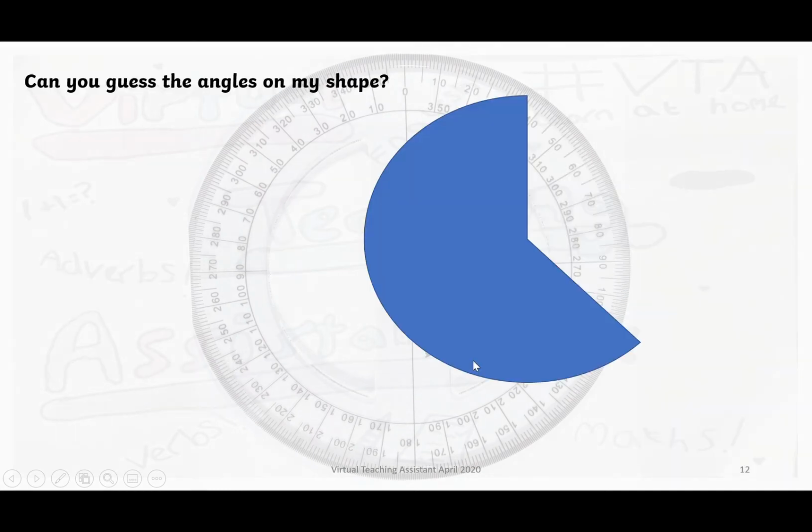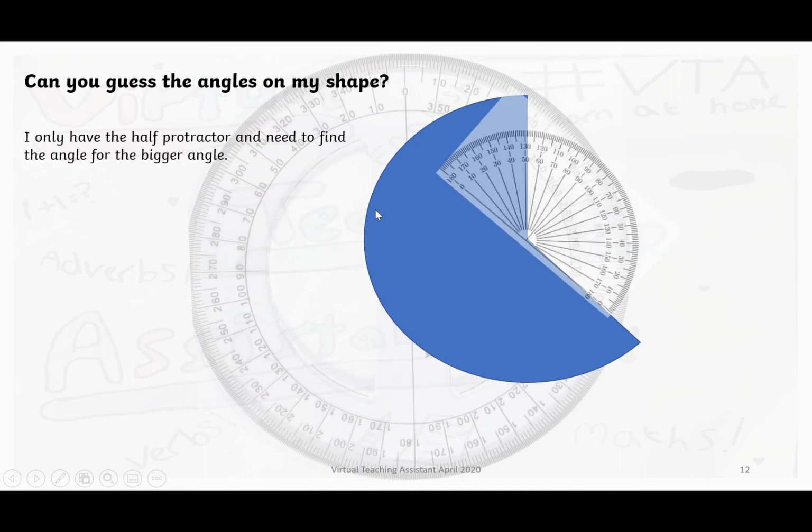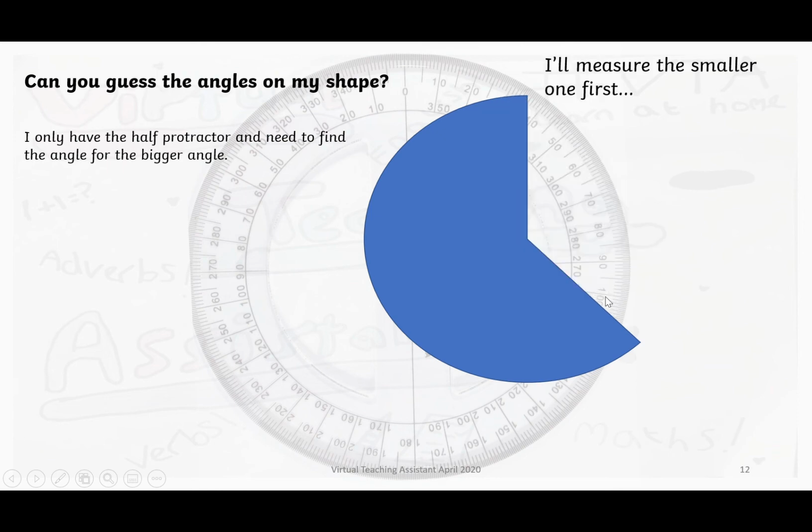Okay, now, can you guess the angle on my shape? I've only got the half protractor, which is going to be really, really hard to measure this big side over here. But I can measure this little side here. Now, I've purposely moved it off the big protractor just so we can try and use a different method of finding angles here. So I know that that is going to be there. So that's 130 degrees. Can you see? I'm measuring that opening there. That's 130 degrees.